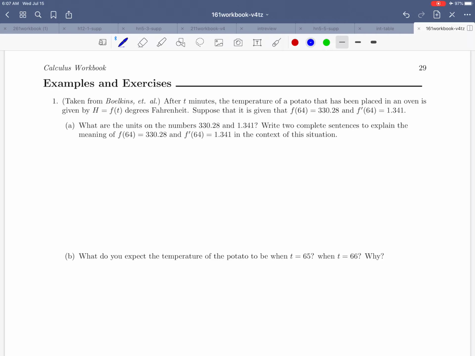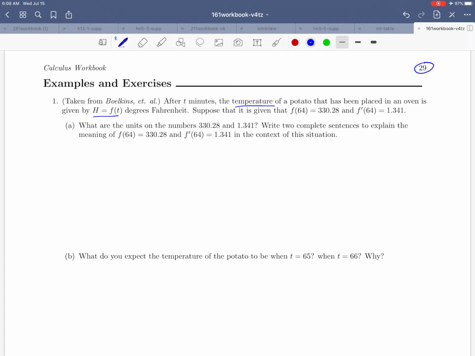Hello everybody, and welcome to exercise 1 on page 29 of the workbook here. Let's take a minute to read this question together. After t minutes, the temperature of a potato that has been placed in an oven is given by H equals F of t degrees Fahrenheit. Suppose that it is given that F of 64 equals 330.28 and F prime of 64 is 1.341.